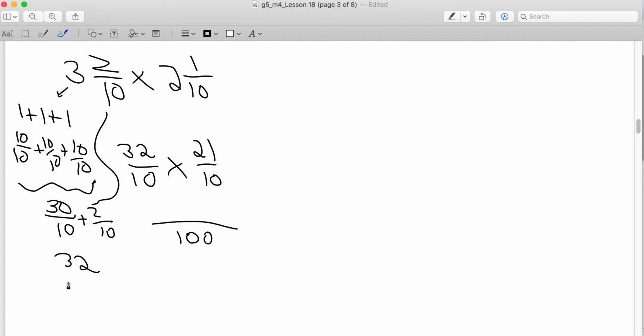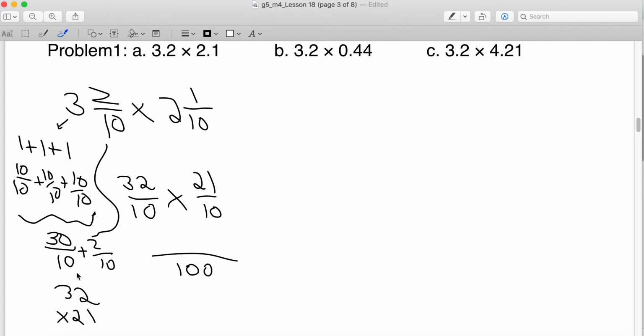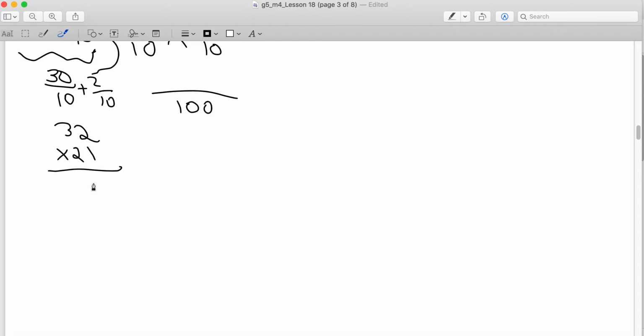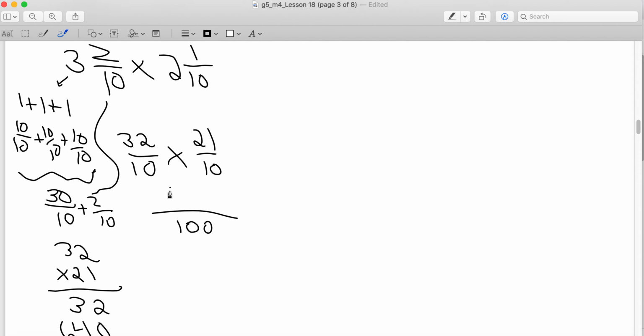So 32 times 21. This is not new for us. We know how to multiply this. 2 times 2 is 4. 2 times 3 is 6. Remember, I'm going to put my placeholder of 0 in there. And so this becomes 672.